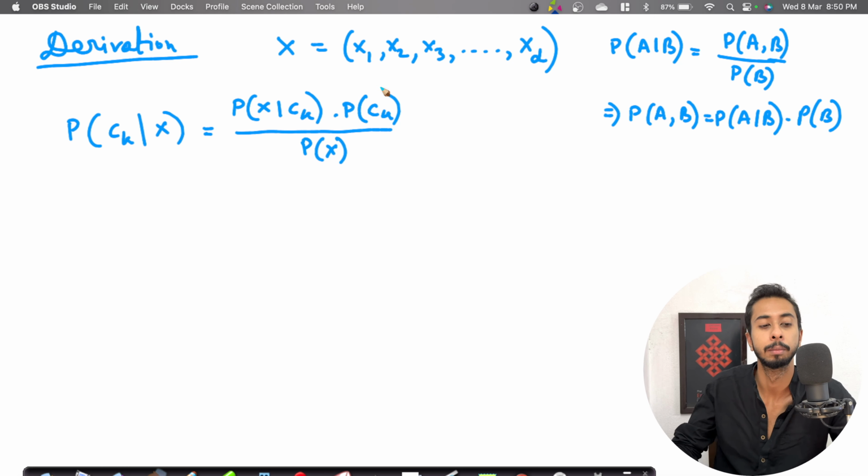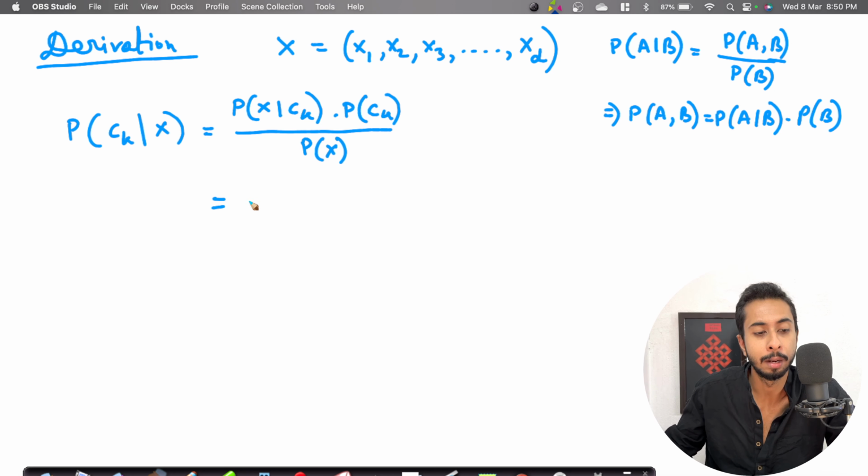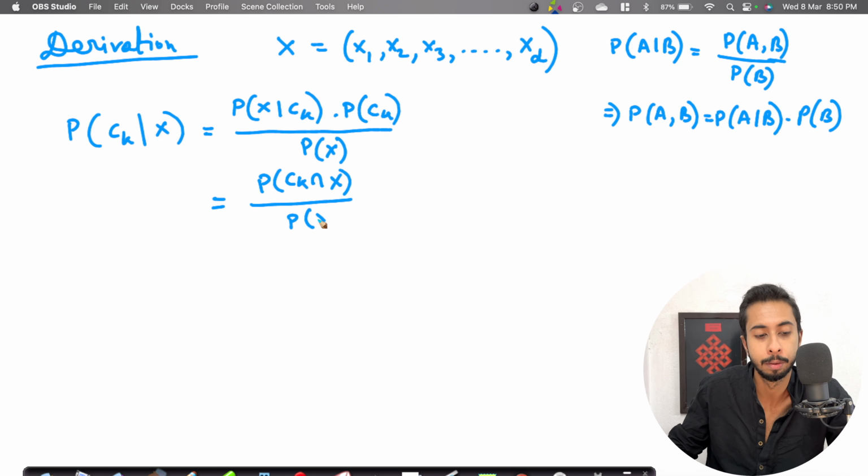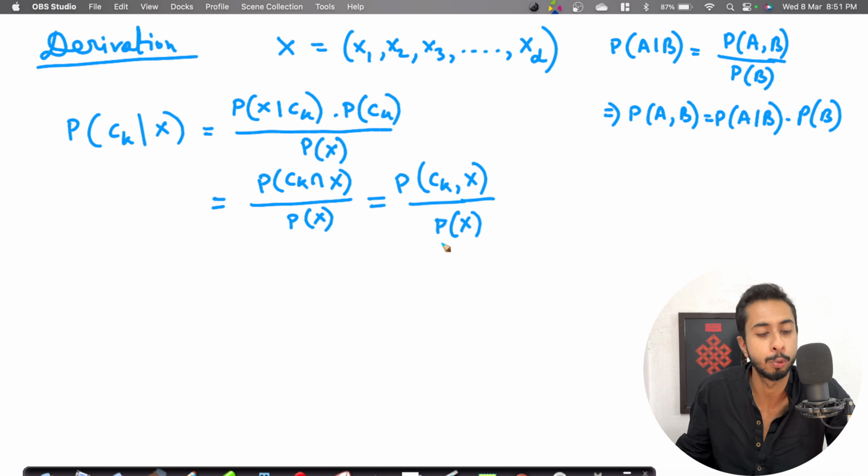We know that, right? Now, what we can do here is we can write it like this: probability of ck intersection x by probability of x. We can write it, right? Because this is conditional probability. From the same definition we can write it like this, and intersection can be written like this: ck comma x. It is same, intersection means comma. We can write it like this, no issue.